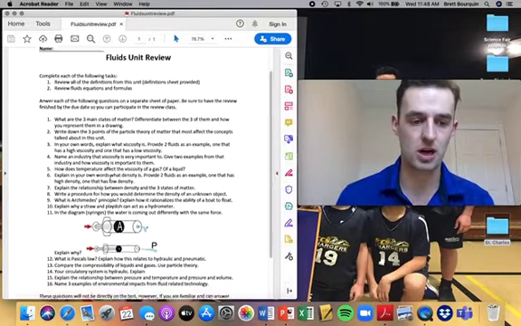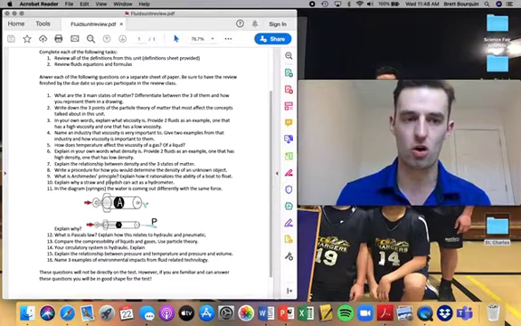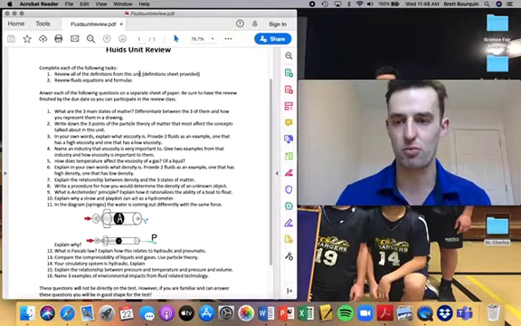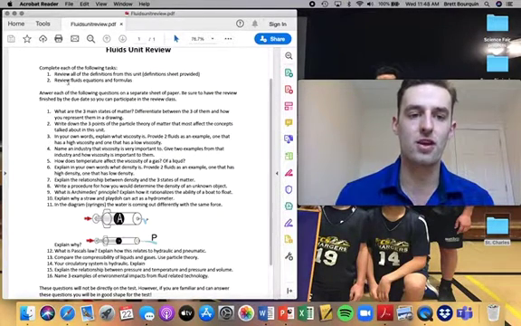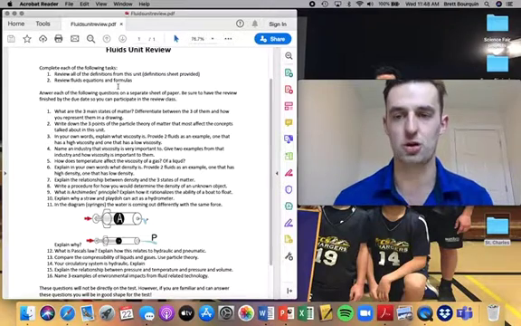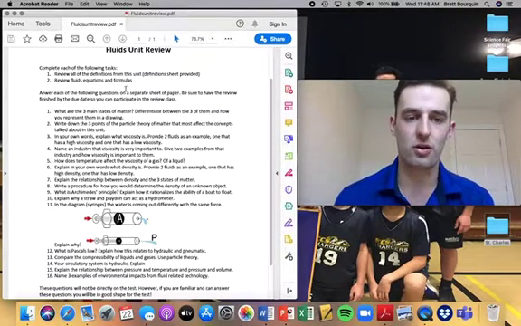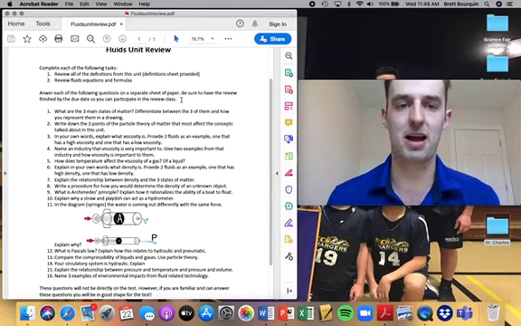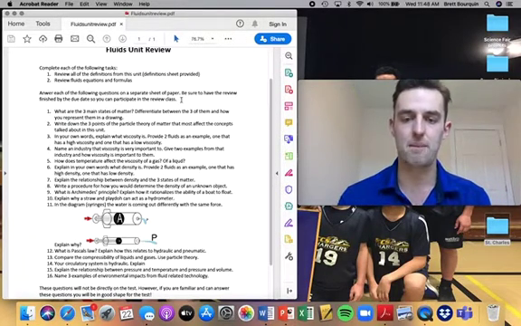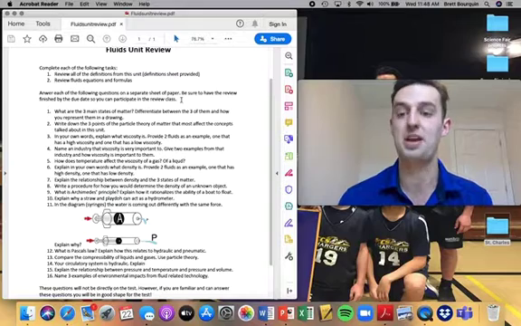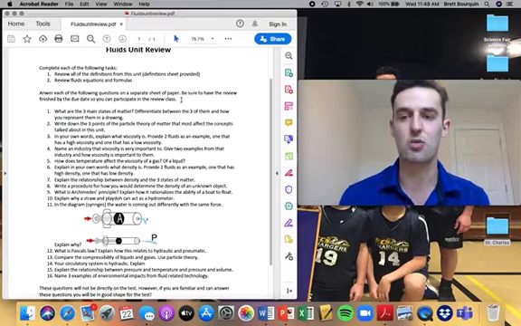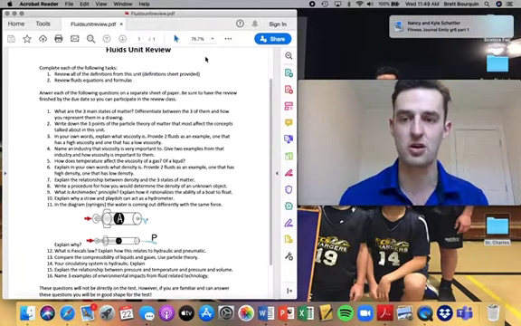The other part is on here, there are 16 questions all together. So these first two up here are just saying review all the definitions from this unit, which we just went over, and then review fluids equations and formulas, which we just showed you as well. So you're answering each of the following questions on a separate sheet of paper, and be sure to have the review finished by the due date so you can participate in the review class. So we're not going to be having a review class, but this review worksheet will be due next Monday. So you've got a full week plus the weekend to answer these questions and ask me any questions that you need clarification on or that you're confused about.